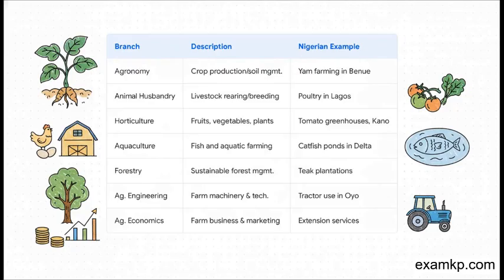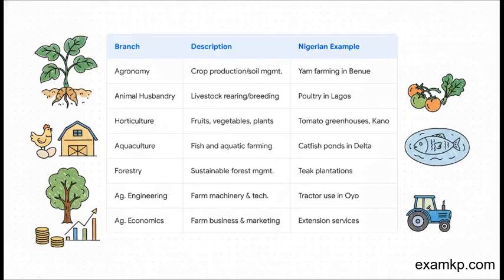Okay, everybody, eyes on this slide. This is pure exam gold. I am not kidding. These are the major branches of agriculture. You have agronomy, that's crop production, like yam farming in Benue State. Animal husbandry, think about the huge poultry farms in Lagos. Then there's horticulture for your fruits and vegetables. Then there's aquaculture, fish farming, which is a booming business in Nigeria right now. We also have forestry, agricultural engineering, which deals with farm tools and technology, and agricultural economics, the business side of farming. You absolutely must memorize these 7 branches and a Nigerian example for each.